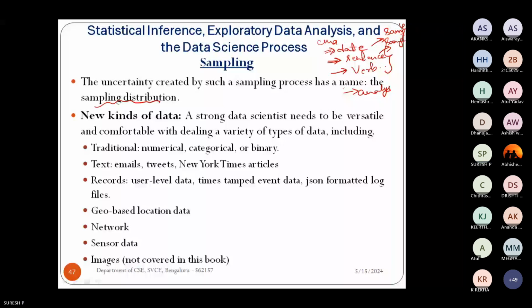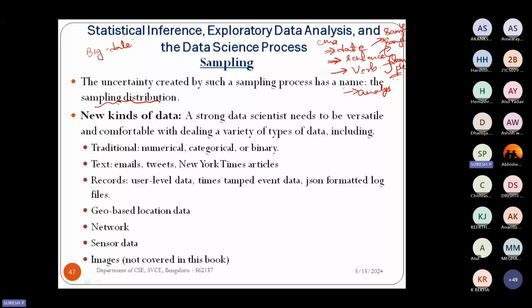Due to this work, this particular sampling process which I have used will create some uncertainty. That uncertainty which you are going to have, that term is called the sampling distribution. Now when you take the big data, we already know that in the big data there are different kinds of data which you are going to have.